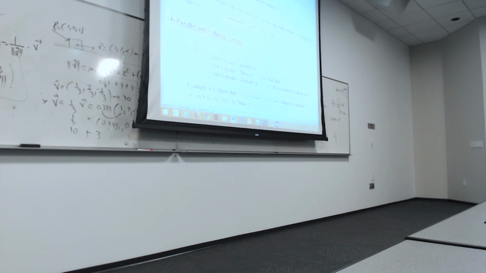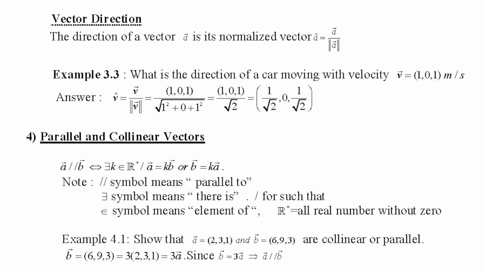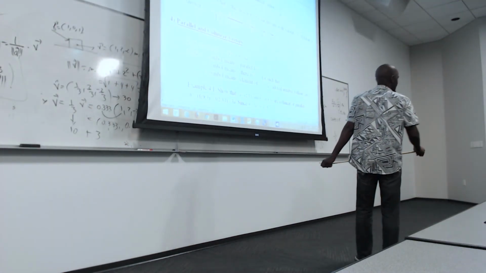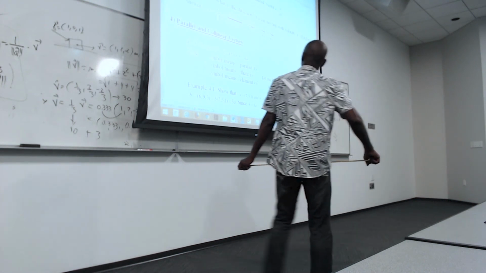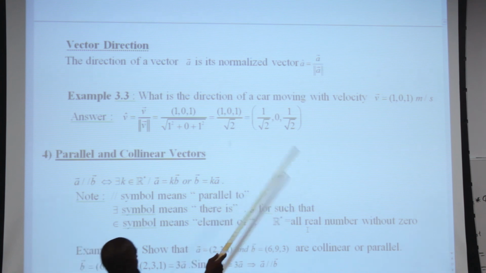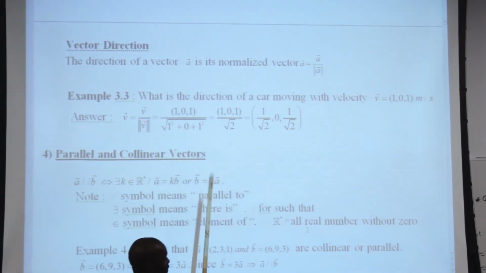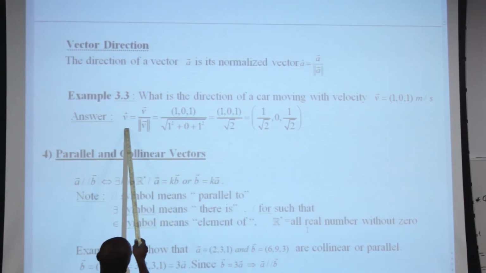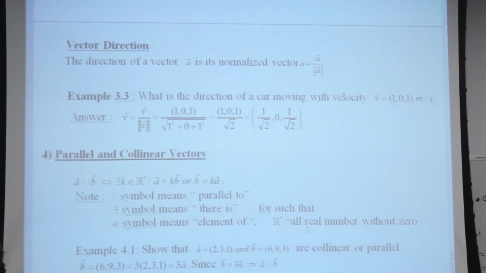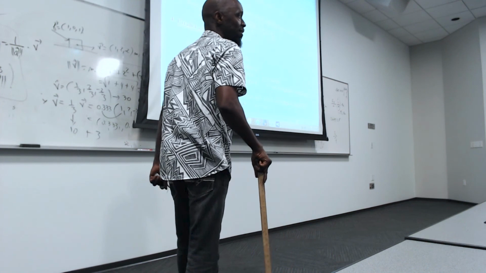Now, how do we get the direction of a vector? This is what we have seen by normalizing a vector. It's the same concept up here. So if a car is moving with this velocity 1, 0, 1, its speed is the square root of 2, and where the car is going is this vector: 1 over square root of 2, 0, and the same number on the z-axis.